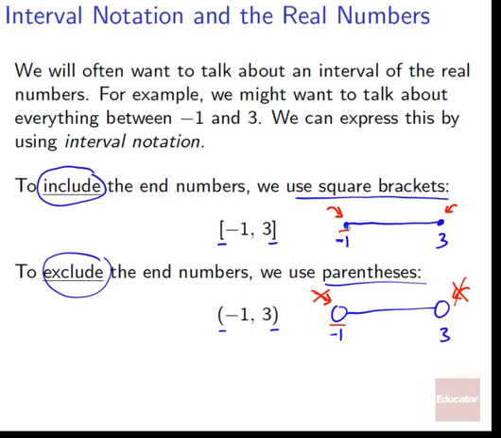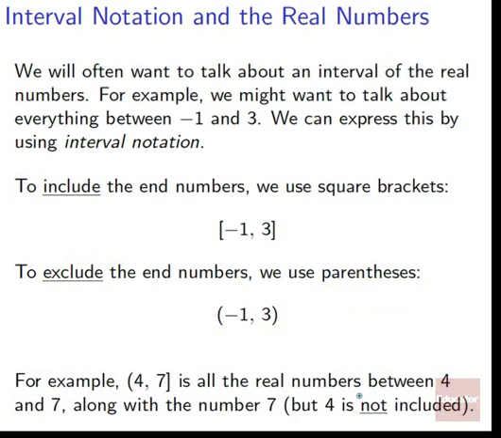We use filled in dots to show inclusion. So exclusion is a parenthesis, a curved, empty circle, and inclusion is a filled in dot or a nice solid square bracket. But in either case, -1 to 3 with square brackets, or -1 to 3 with parentheses, we are always going to include everything between those. It's just a question of whether or not we include the ends of the interval.